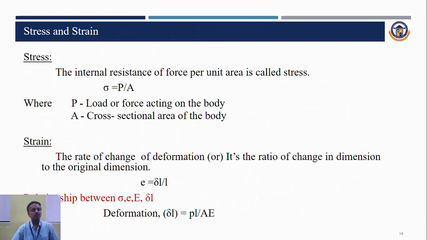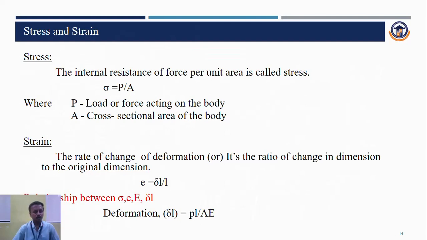Next topic is stress and strain. Stress: the internal resistance force per unit area is called stress. Sigma equal to P by A. Sigma means stress, P is load or force acting on the body, A means cross-sectional area of the body.